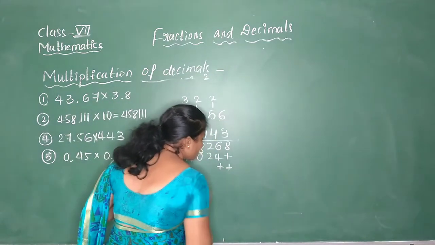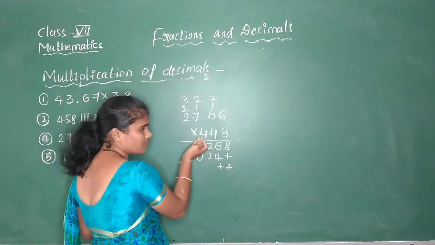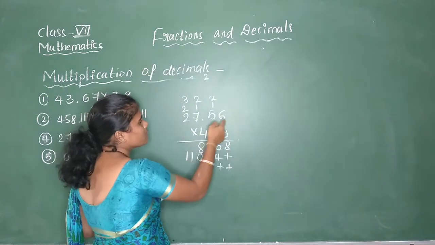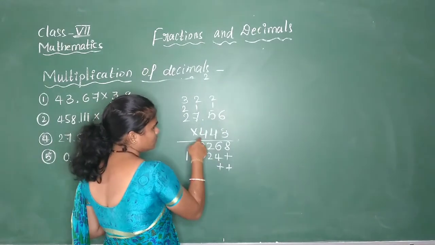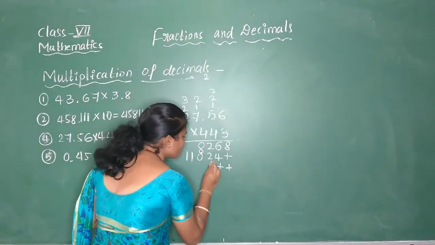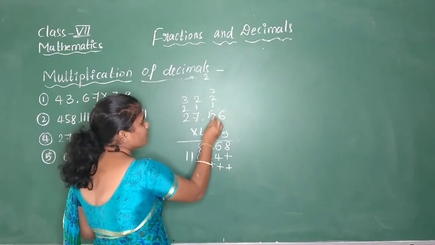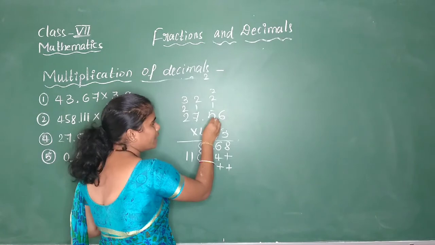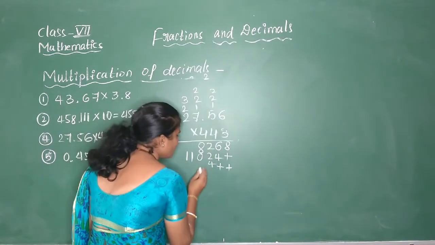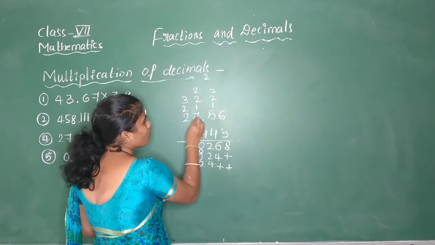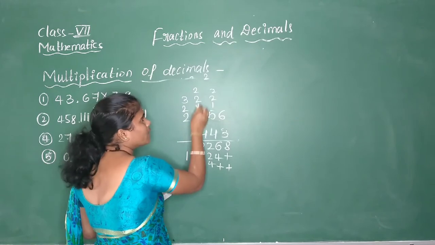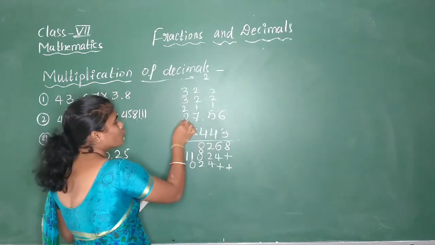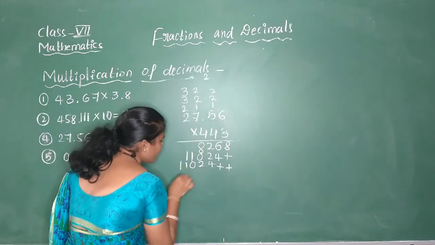Next, put a plus sign 2 times because we have to multiply with a third digit here. 3 6s are 18. 24. Next, 4 6s are 24. 4 5s are 20. 20 plus 2, 22. Next, 4 7s are 28. 28 plus 2, 30. Next, 4 2s are 8. 8 plus 3, 11.